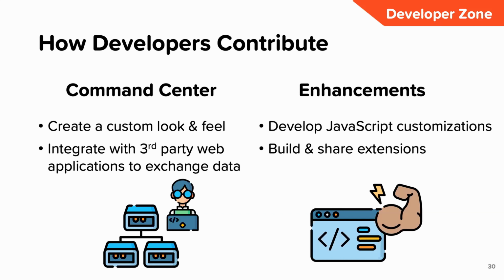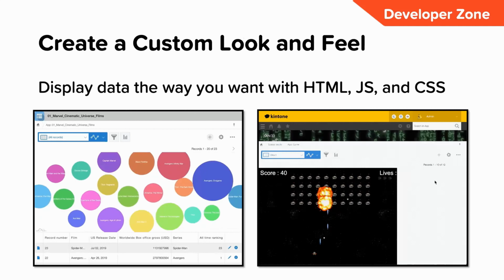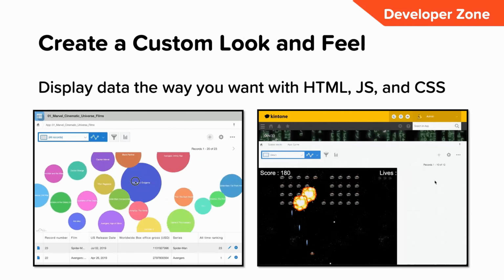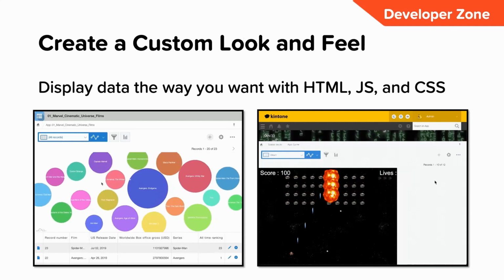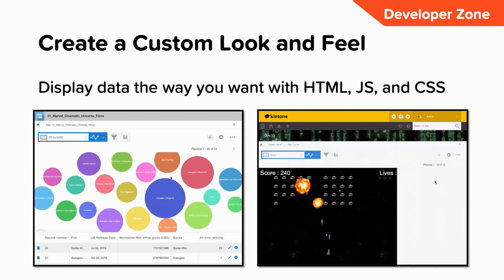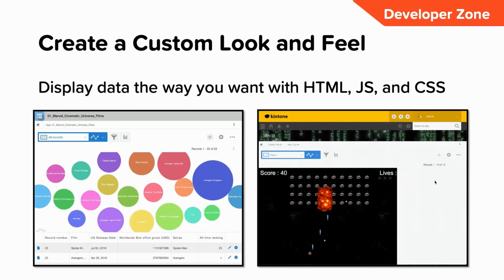The second is enhancements. So building customizations that might be specific to a company, or building and sharing packaged extensions. So let's drill down a little bit so you get a sense of what's possible over here. When we talk about creating a custom look and feel, this is what we're talking about. There's room for you to create pretty much any kind of client-side JavaScript you want. Hook in some HTML, some CSS.